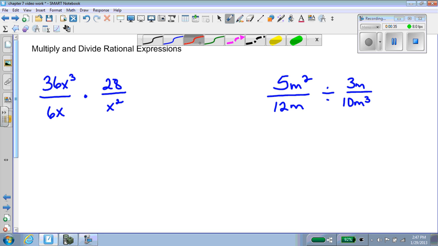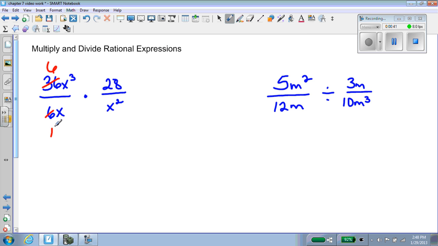So let's take 6 and 36, call that 6 and 1. My denominator would be x times x squared, which would be x cubed, which would cancel the x cubed in my numerator. So all I have is 6 times 28, which would be 168.